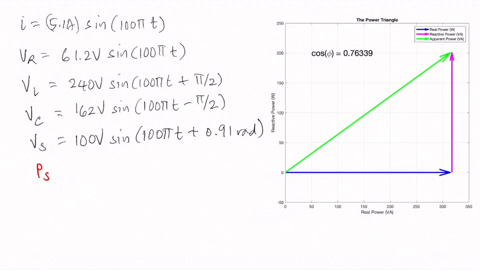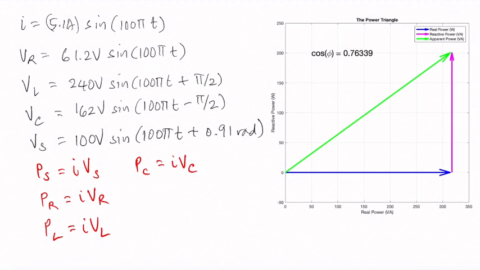For the source, we can use the current I times V sub S. For the power dissipated by the resistor, it's I times V sub R. For the power across the inductor, it's I times V sub L. The power in the capacitor is I times V sub C. And of course, the power factor is easily solved to be the real power divided by the apparent power.